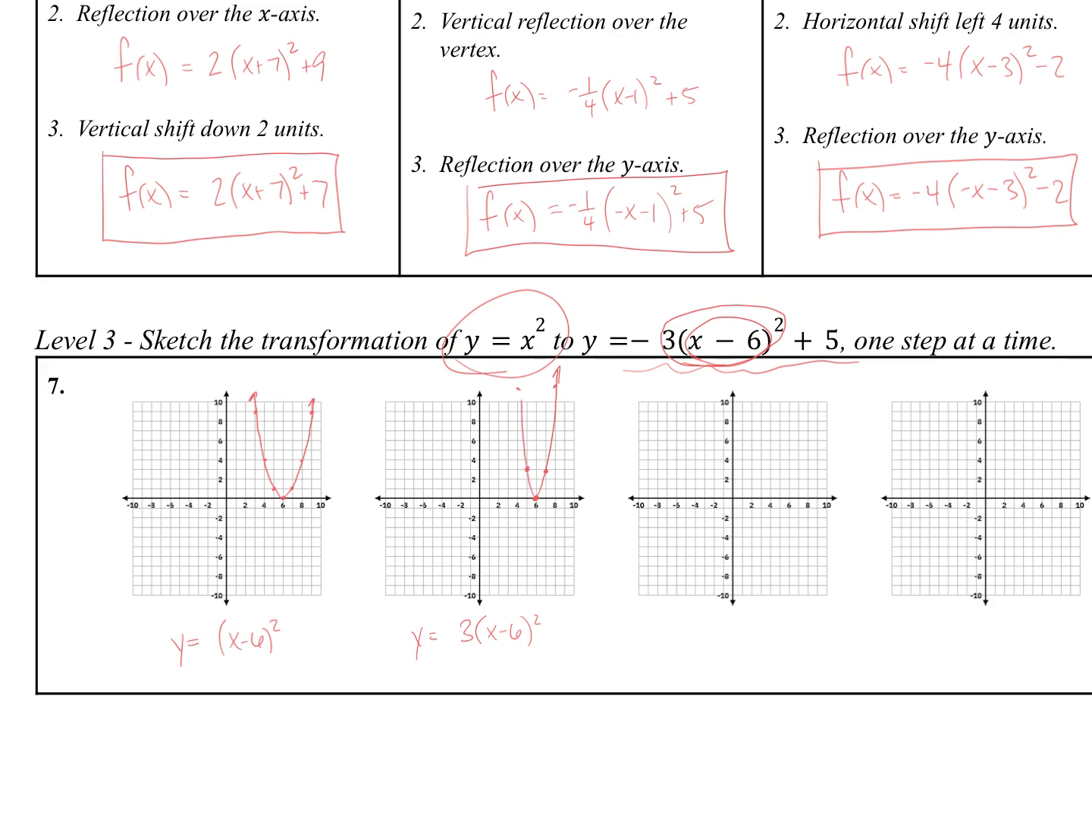So we just stretch the parabola out, and now that I'm negating it, that's going to reflect this whole thing over the x-axis. So now it looks like this. And then finally, I've got this plus 5 to deal with. So y equals negative 3, x minus 6 squared plus 5. I'm going to take this whole thing and I'm going to shift it up 1, 2, 3, 4, 5.